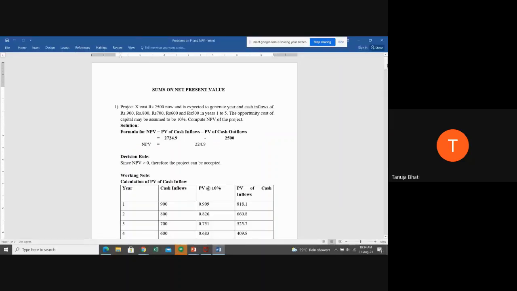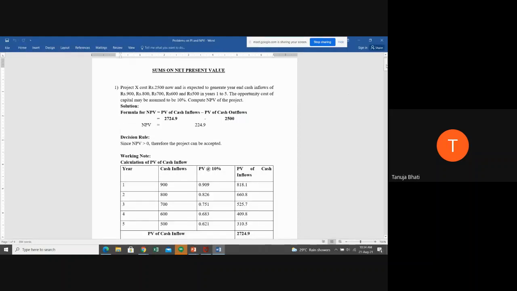Is this Word document clear to everyone? Is it visible to everyone? Yes, ma'am. Okay, so now let us start with sums on net present value.